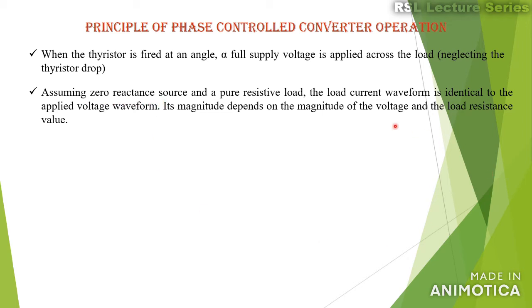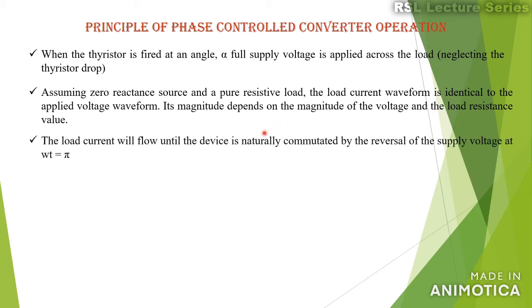Okay, so the load voltage waveform is identical to that of the applied voltage waveform. There will be a slight difference in the magnitude. That is, the magnitude of the load current is given by the magnitude of the voltage divided by the load resistance. Okay, so the load current will flow through the device until omega t is equal to pi.